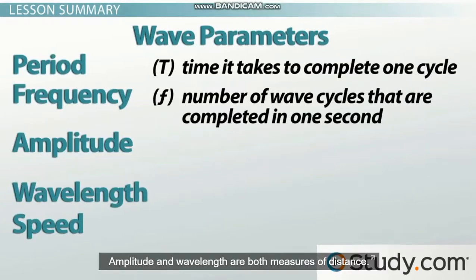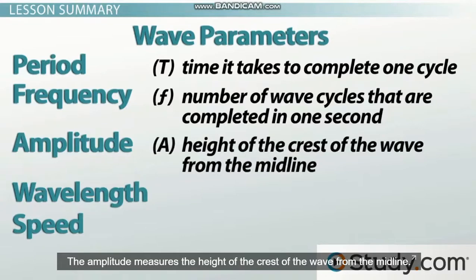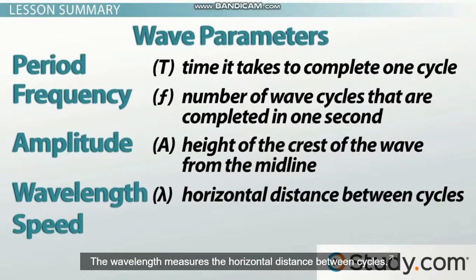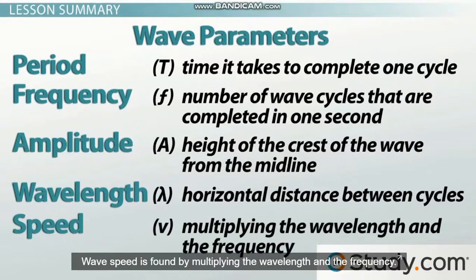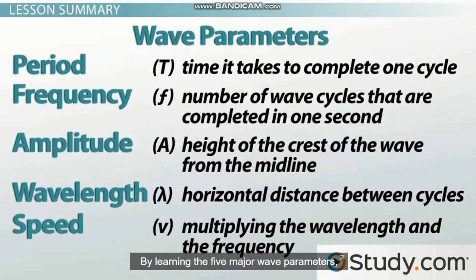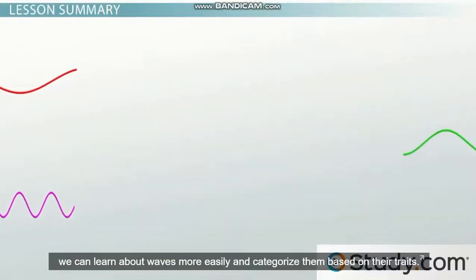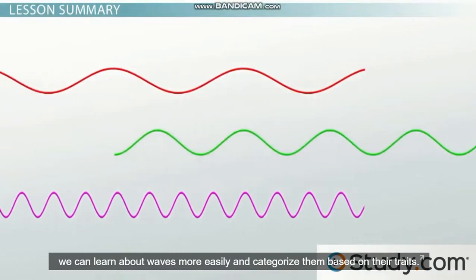Amplitude and wavelength are both measures of distance. The amplitude measures the height of the crest of the wave from the midline. The wavelength measures the horizontal distance between cycles. Wave speed is found by multiplying the wavelength and the frequency. By learning the 5 major wave parameters, we can learn about waves more easily and categorize them based on their traits.